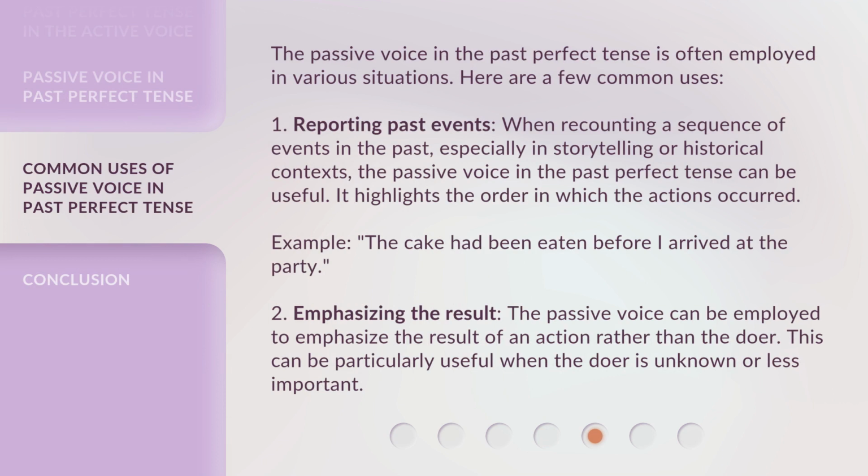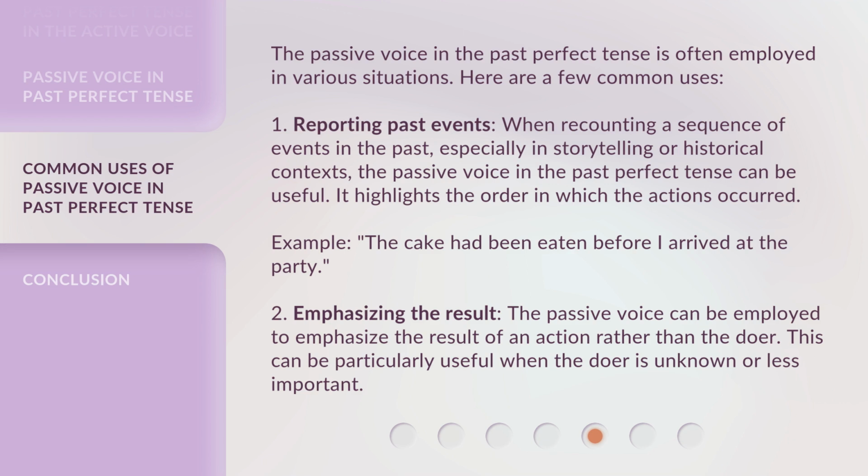The passive voice in the past perfect tense is often employed in various situations. Here are a few common uses. 1. Reporting past events. When recounting a sequence of events in the past, especially in storytelling or historical contexts, the passive voice in the past perfect tense can be useful. It highlights the order in which the actions occurred. Example: the cake had been eaten before I arrived at the party.